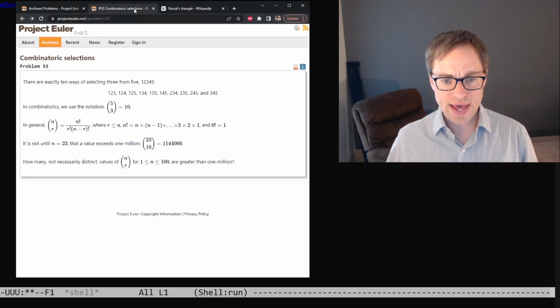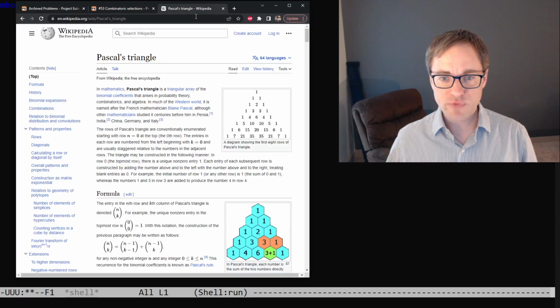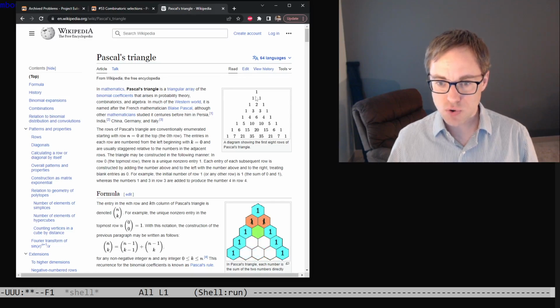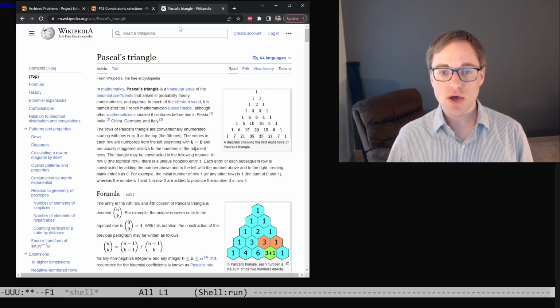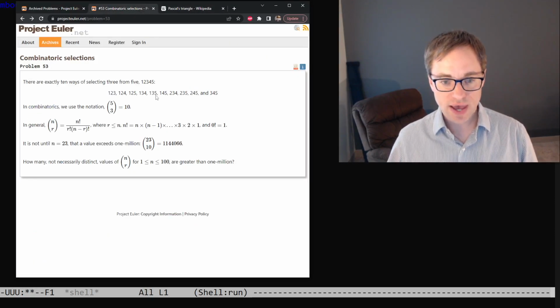So if we look at the example that they give with 5 choose 3, let's see if we can work that out. So count 0, 1, 2, 3, 4, 5, and then we count 0, 1, 2, 3, and that gives us 10, which is exactly as we expected.